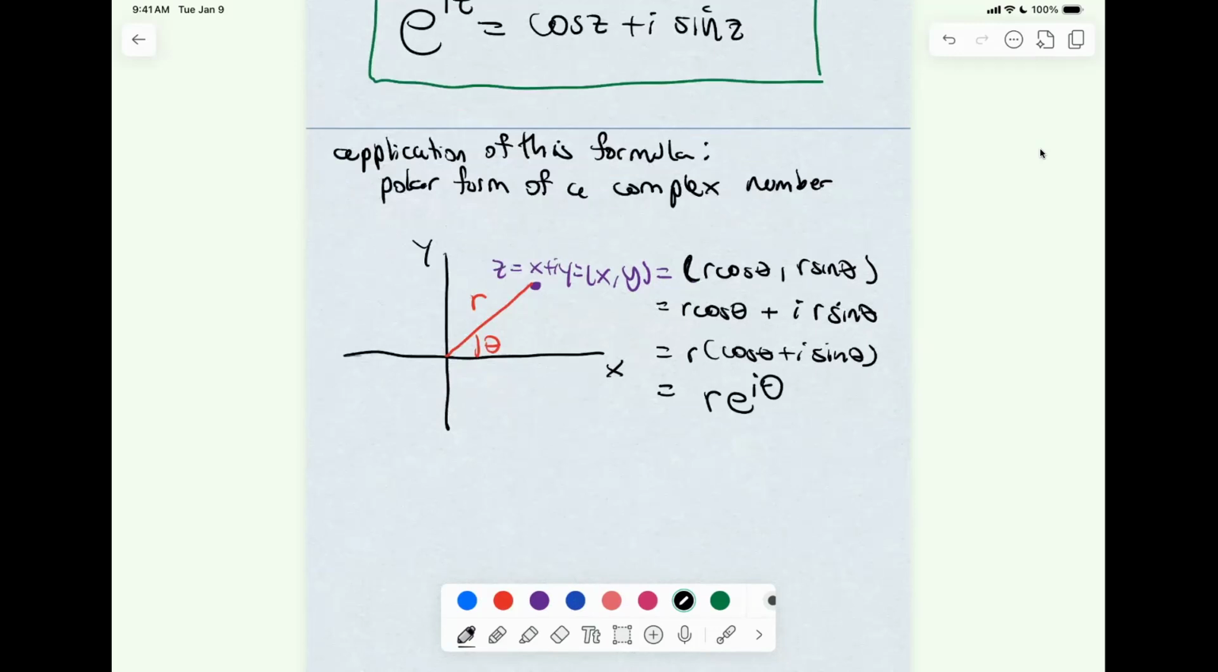So anytime you see a complex number, if you want to write it in terms of x and y, you can, but you can also write it in terms of polar form using this complex exponential, as r times e to the i theta, which is a very convenient way of writing a complex number. And this is called the polar representation, or polar form, of a complex number.